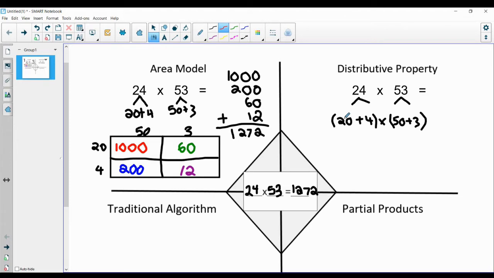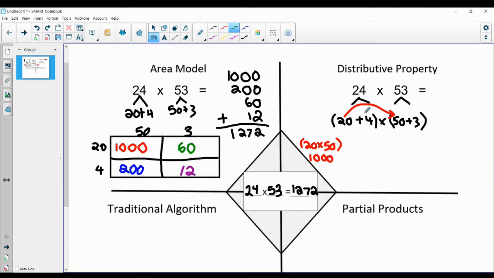I'm going to take 20 and I'm going to multiply it with 50 because the tens and the tens need to be multiplied together. So 20 times 50 is the same as 2 times 5 is equal to 10, and putting 2 zeros at the end.